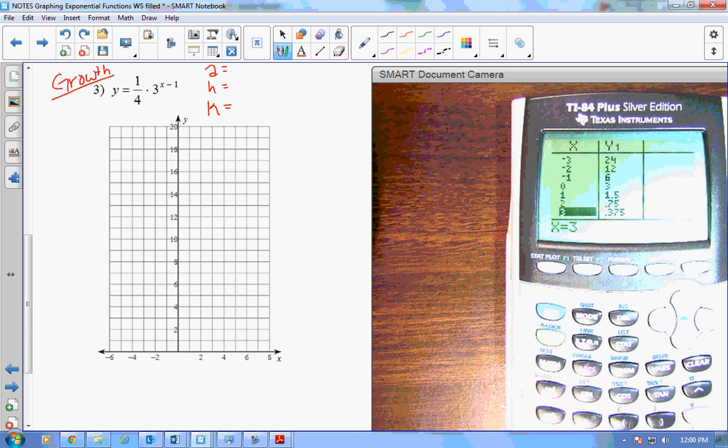What's A? 1/4. Alrighty, is that going to be a stretch or a compression vertically? Compression. Vertical compression, meaning it's going to get wider than the regular y equals 3 to the x graph would have been. Fingers in the air, what is H?